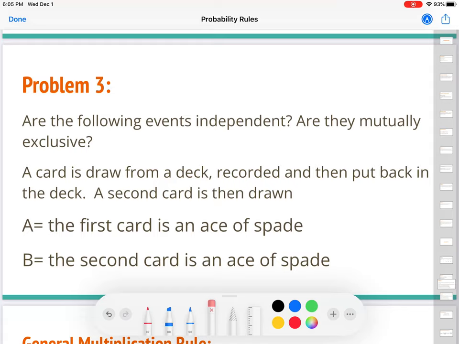Are the following events independent? Could we have the first card be an ace of spades and the second card be an ace of spades? It's put back into the deck. So yes, both of them could be an ace of spades. You're redrawing, taking a full independent draw of the cards. So yes, they are independent. Are they mutually exclusive? I'll let you think about that one and we can talk about it in class.